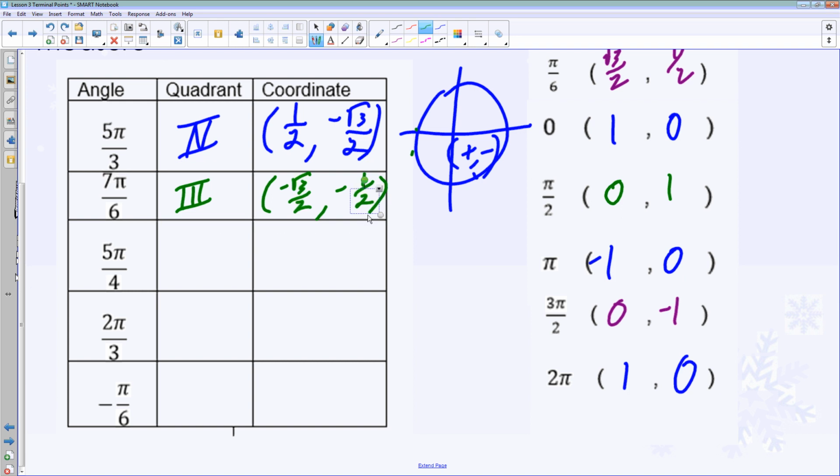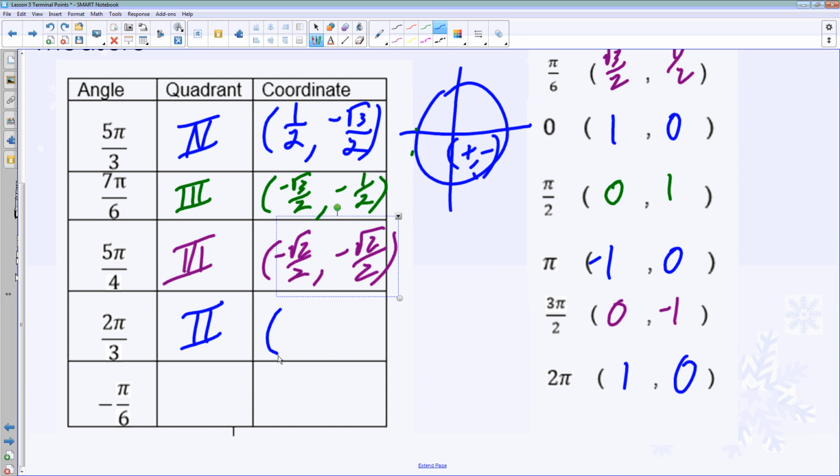5 pi over 4. Think about where it is. 1, 2, 3, 4, 5. It's in the third quadrant. So that means both are negative, and your pi over 4s, I think, are the easiest to remember because the x and the y are the same. All right, so 2 pi over 3, where is that located? That is in the second quadrant. You could always pause the video, try it by yourself, and then press play whenever you're ready. In the second quadrant, your x is negative, but your y is positive.